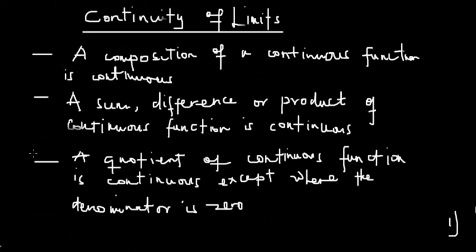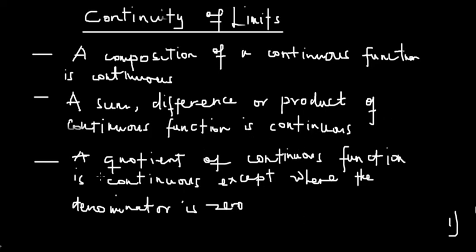These are the three main concepts you need to know. Now, for continuity of limits, the composition of a continuous function is continuous. Just like how we calculated and ended up with respective values, something like minus 4 and 17, 1/2, it means that the composition of the continuous function is continuous. A sum, difference, or product of continuous functions is continuous.